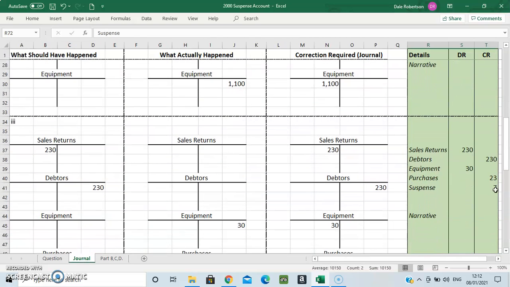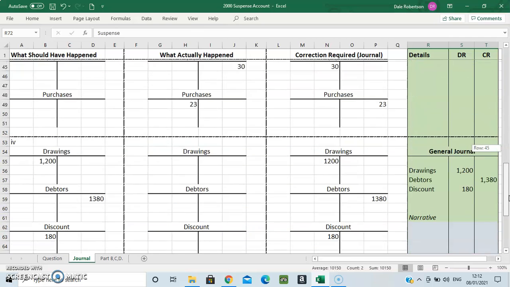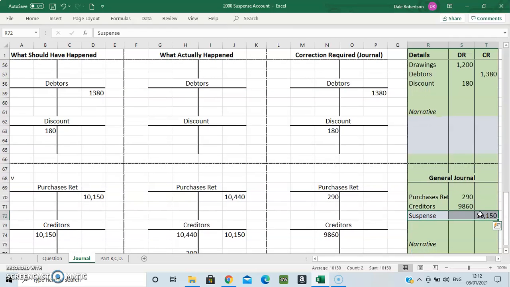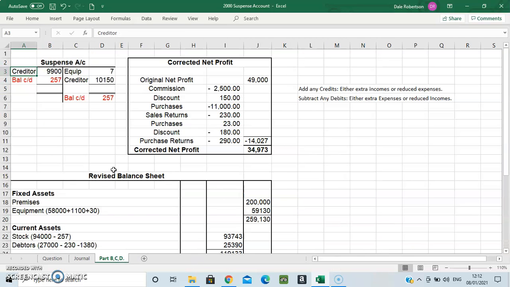There's the 7, which was against equipment, and this is the 10,150. And of course, I know it's against creditor and purchase return, but predominantly creditor is the balancing number. So the creditor number is what we enter there of 10,150. The suspense number is what we enter, but with the creditor tag. Then you simply balance this account.